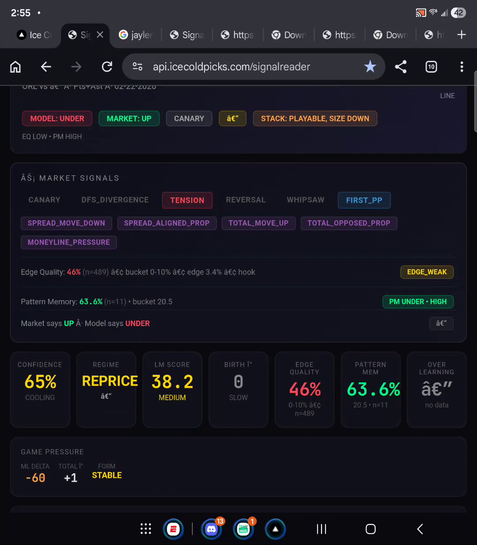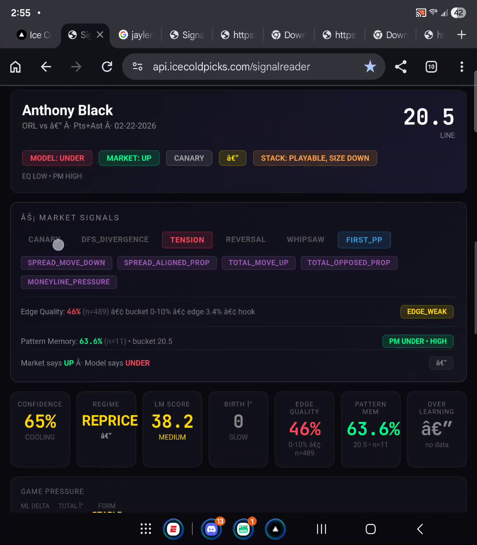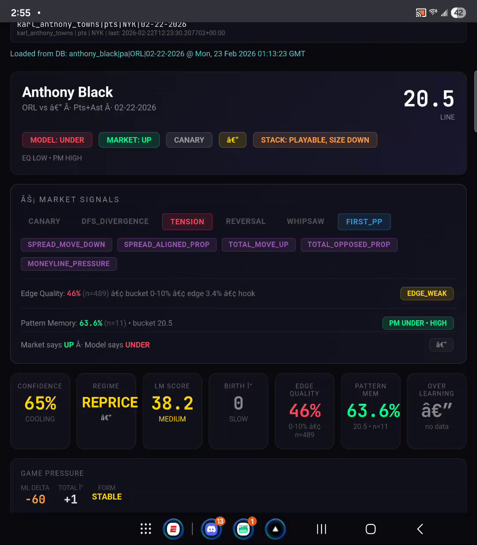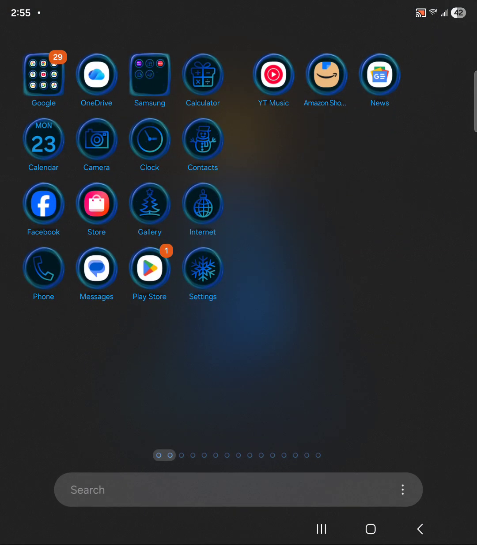the setup on the under has not been good. But the pattern memory says that, hey, he has a good chance of going under. But the market is moving up on this. So I want to get a little bit better understanding of what's going on. So I made a file that I'm probably going to start giving to Discord at some point.